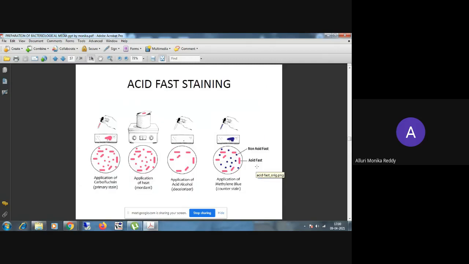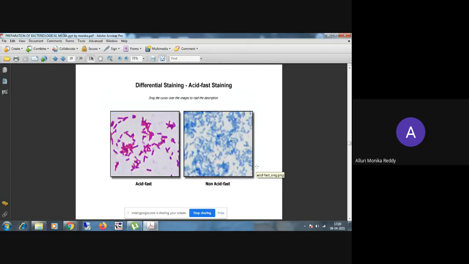Next, acid fast staining again. We add carbol fuchsin, apply heat, apply alcohol as decolorizer, and then counter stain. After counter staining, the acid fast bacteria retain the red color, and the non-acid fast bacteria will be blue, because we have taken methylene blue. Acid fast is red, and non-acid fast is in methylene blue color.